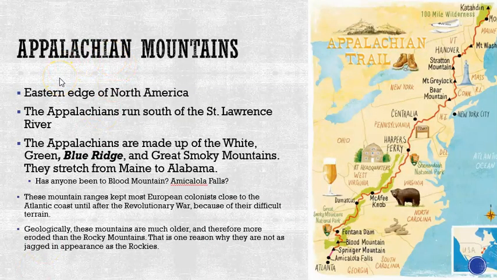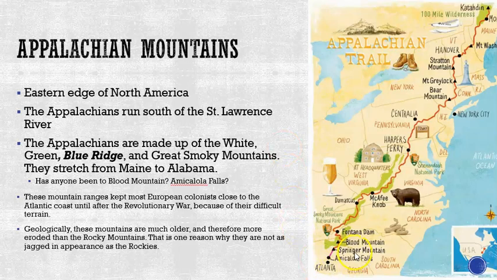The Appalachian Mountains are the mountains that we saw that were all the way in the east. They run along the eastern edge of North America. The Appalachians run south of the St. Lawrence River. The Appalachians are made up of the White, Green, Blue Ridge, and Great Smoky Mountains. You might have heard of the Blue Ridge Mountains.